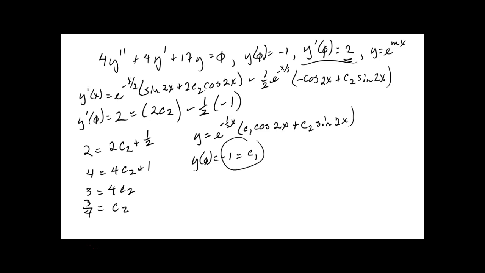Here's our final answer. Because we do have initial conditions, we don't need any arbitrary constants. So now our y is equal to e to the minus 1/2 x, or x over 2, however you want to write it, times a minus cosine 2x plus 3/4 sine 2x. That's it. I think that's what we got in the book. E to the minus x over 2, it doesn't matter how you write that, times a minus cosine 2x plus 3/4 sine 2x.